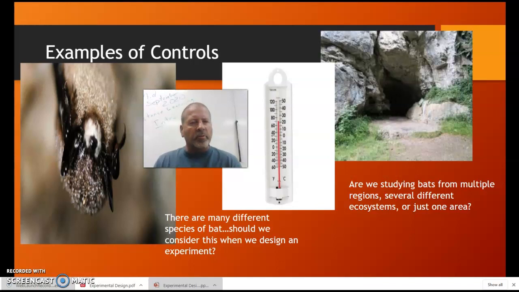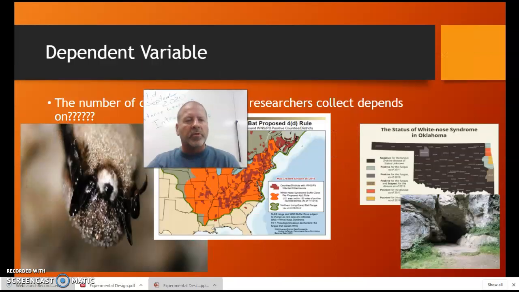What about caves? Are we gonna study bats that come from, say, Northern California or the Cascade Mountains? Or are we gonna study Oklahoma? We're gonna study warm caves. We're gonna study cold caves. So we have to make some parameters before we do an experiment.